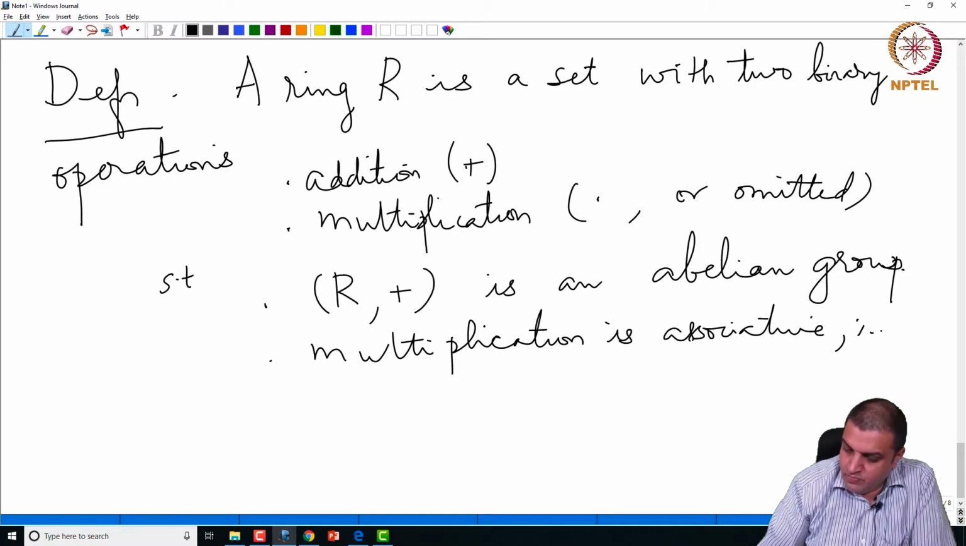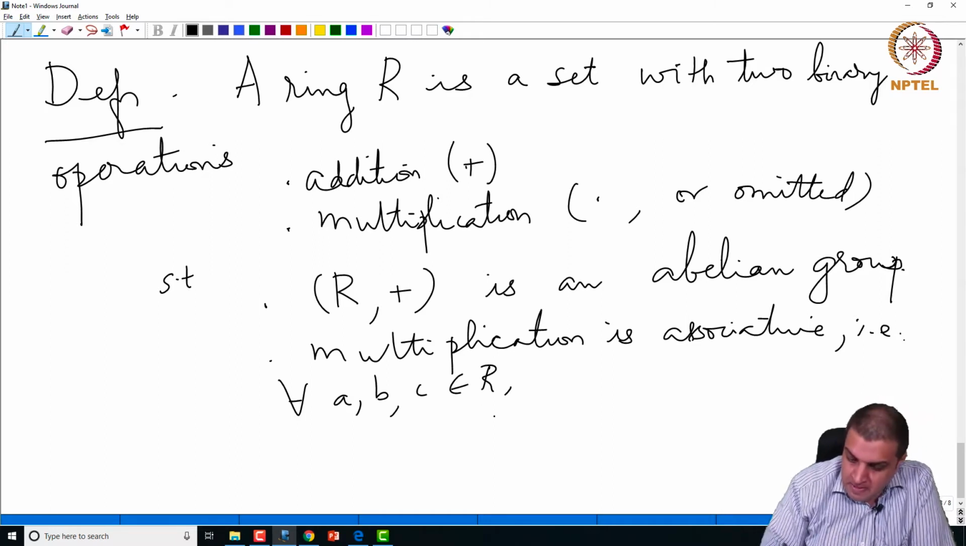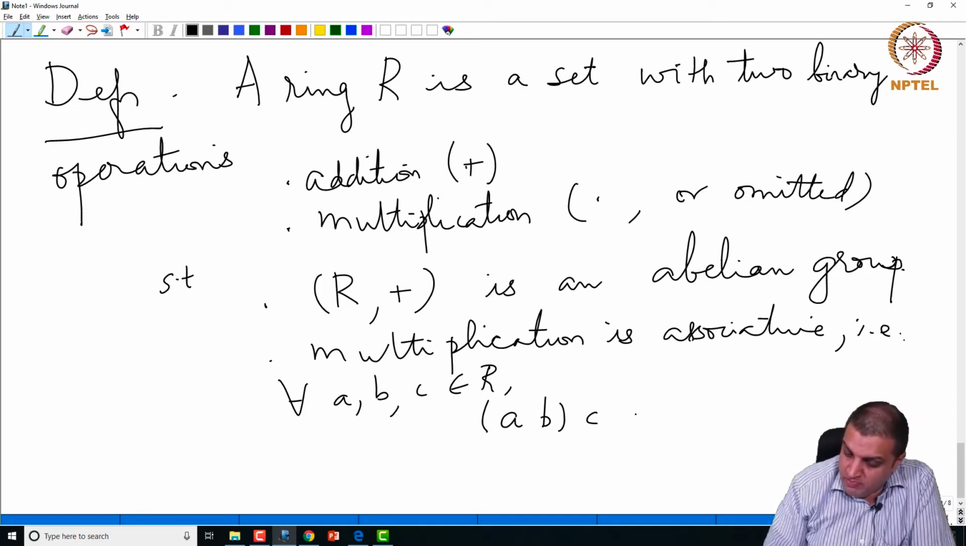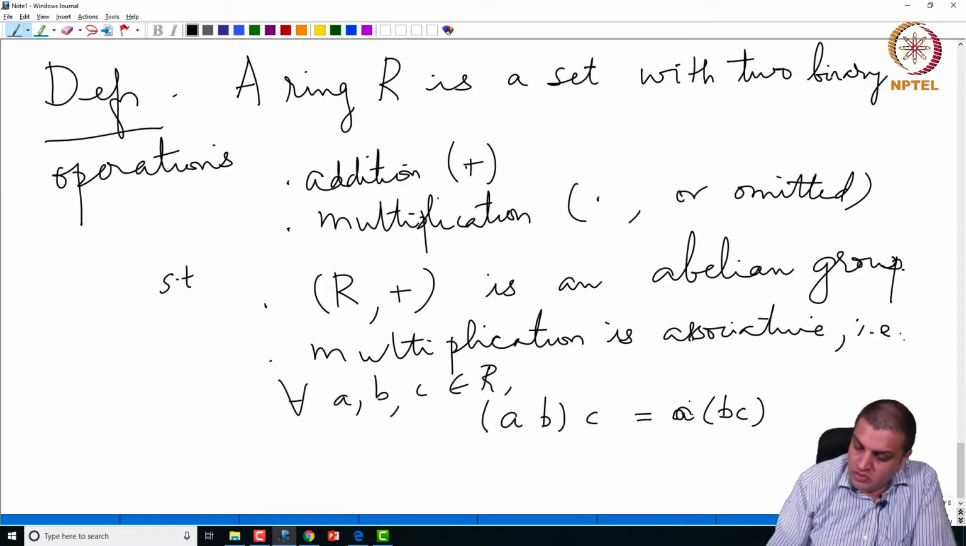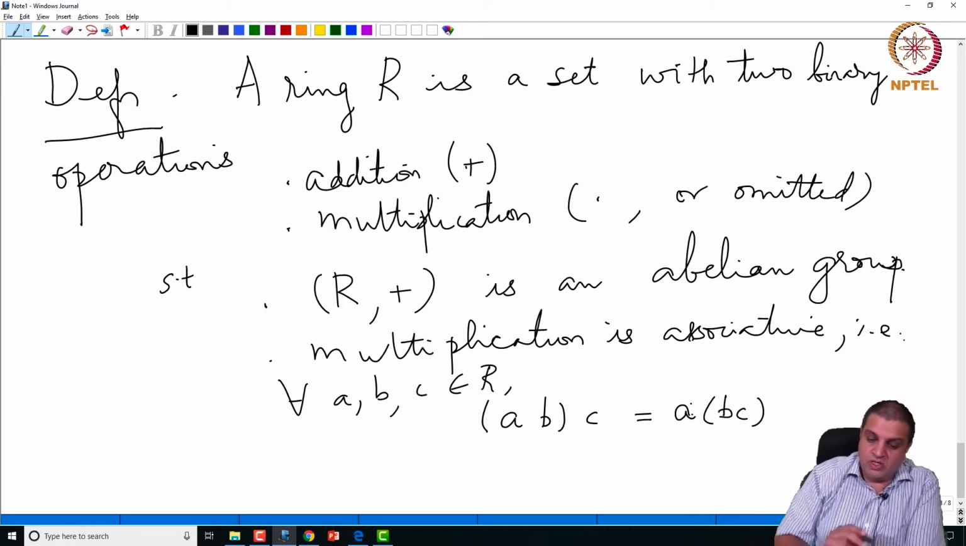That is, if you take three elements in the ring, if you take the products, but remember we can take products of only two things at a time. So we can do it in two different ways. We could take the product of AB first and then multiply it by C, or we could take the product of B and C first and then multiply by A. And the associativity property says that these two things give the same result. Okay, so multiplication is associative.